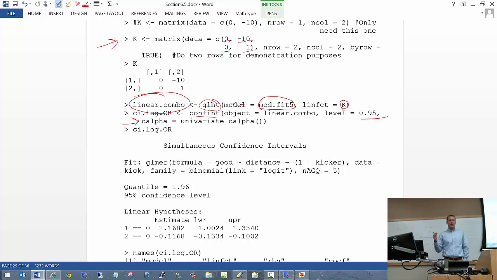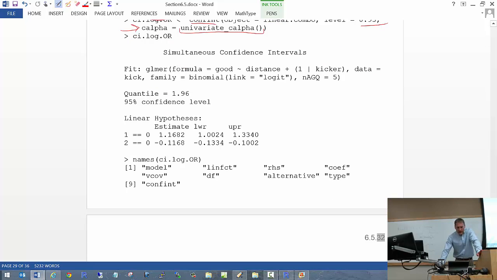In this last argument, you have to be very careful, because it is different from mcprofile. By default, this particular function will do some adjustments, such as a Bonferroni correction. It doesn't actually do a Bonferroni here. I don't remember exactly which one it uses, but it does those kinds of corrections to control the family-wise error rate. For demonstration purposes, I don't want those corrections at all. To avoid those corrections, you can say univariate_calpha(). It calls a particular function that says, okay, don't do any kind of corrections.